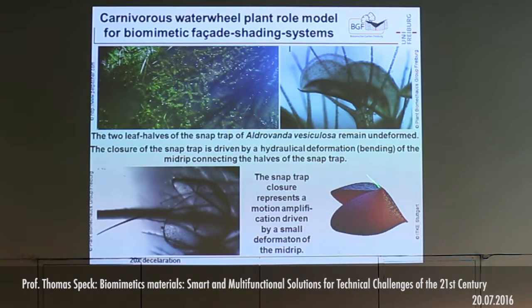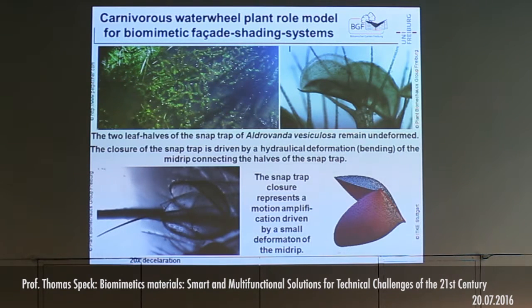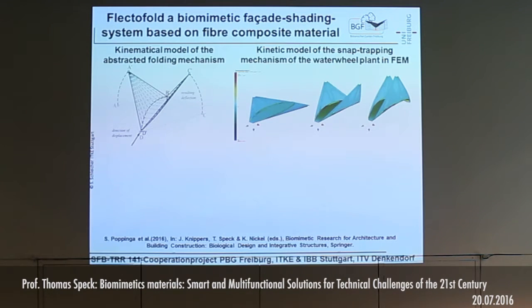You see here an FEM simulation. Equipped with this information, with a lot of data from biology, our colleague starts to make kinematical models for the abstracted folding mechanism, kinetic models of the snap trap mechanism of the waterwheel plant using finite element methods, which also helps us to understand better our biological role model. And we found out, for example, that for technical transfer, a lens-shaped actuation zone is much better than a rod-shaped one, because this reduces the stresses and strains at the folds where the two flaps move.